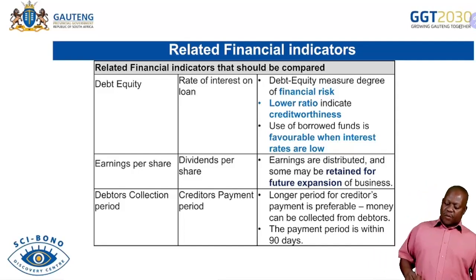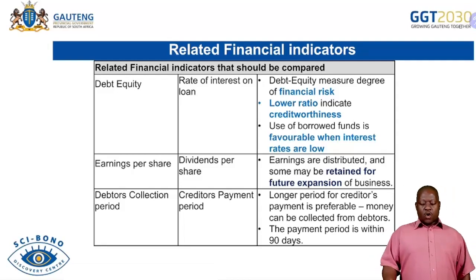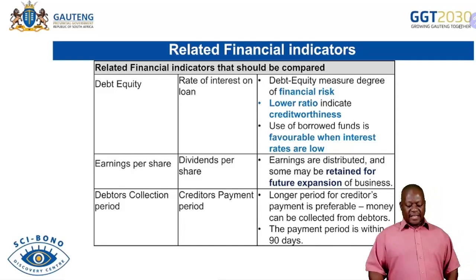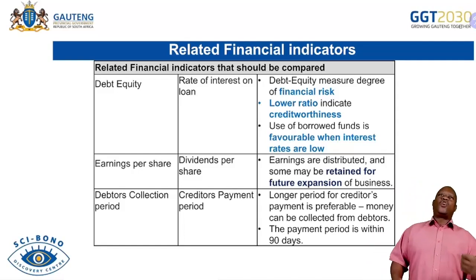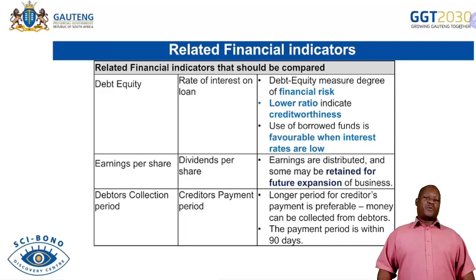So the debt equity measures the degree of financial risk. Lower ratio indicates creditworthiness, low gearing. But at the same time, use of borrowed funds is favorable when the interest rates are lower. If the interest rate increases, it's not going to be at our advantage to keep on borrowing.